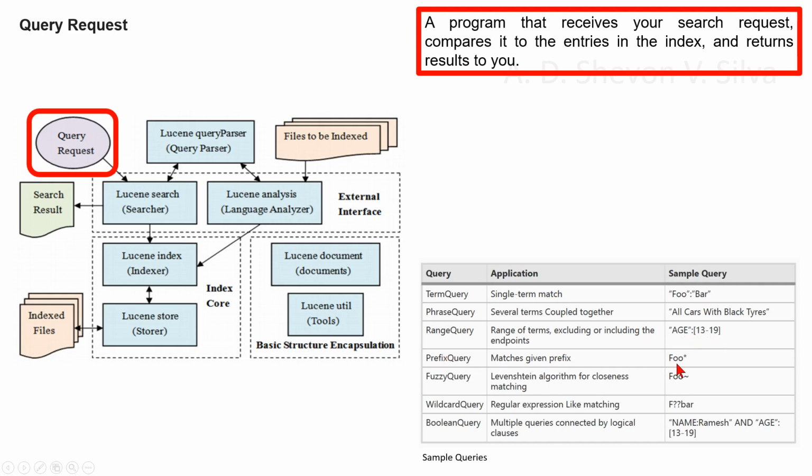Prefix matches given prefix. Fuzzy query: Levenshtein algorithm for closeness matching. Wildcard query: regular expression like matching. Boolean query: multiple queries connected by logical clauses.